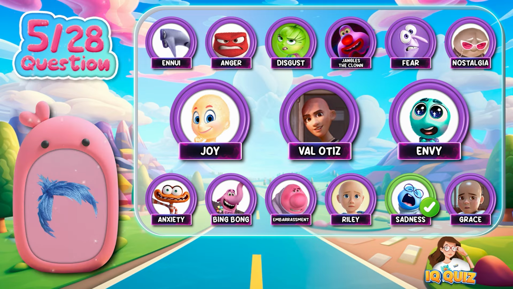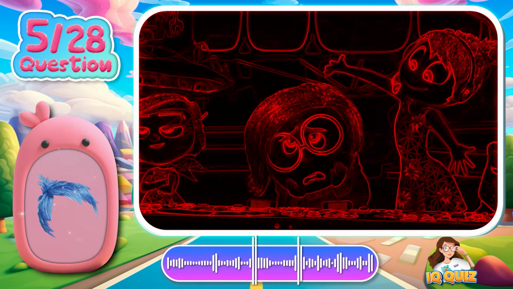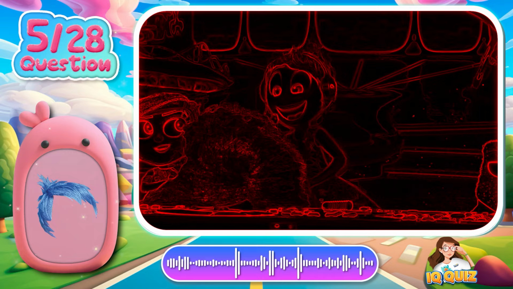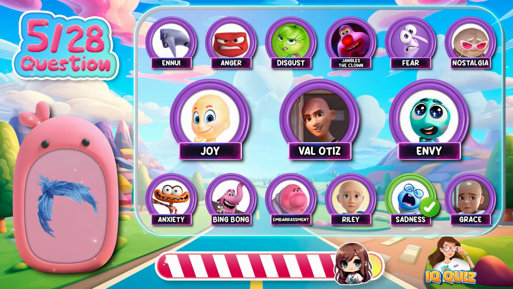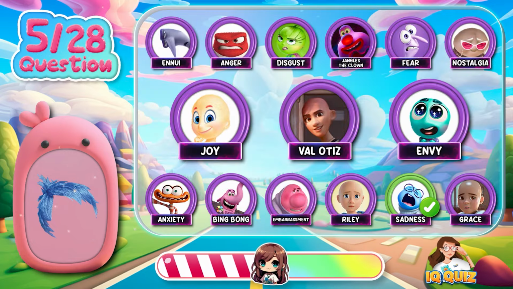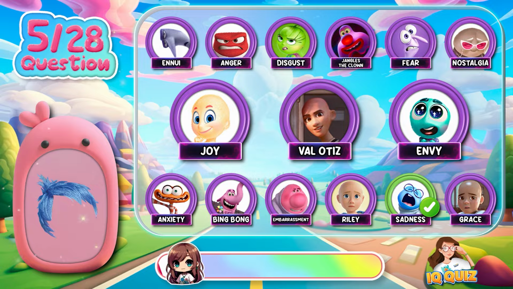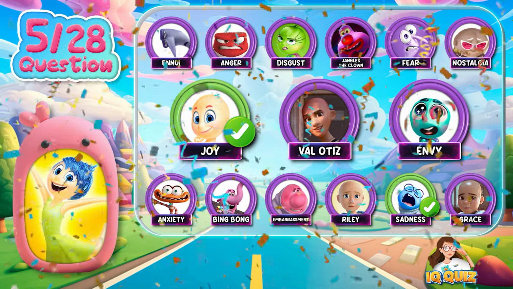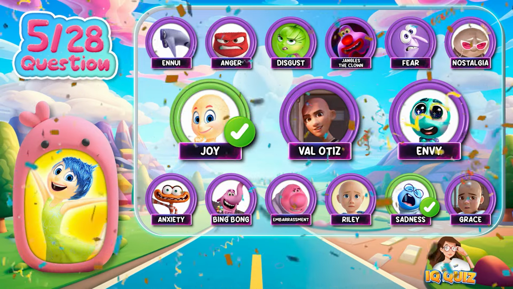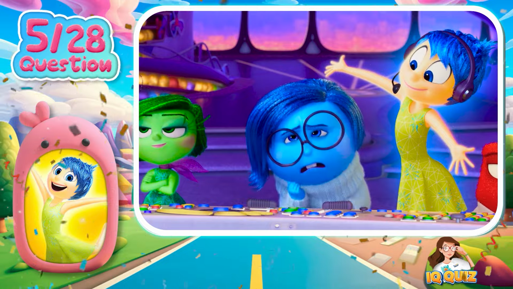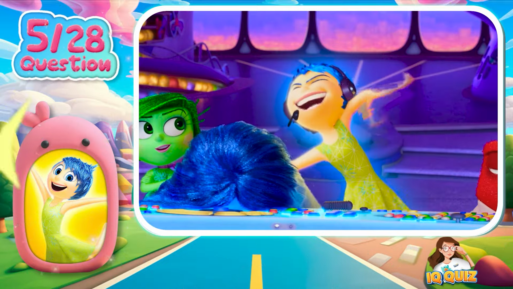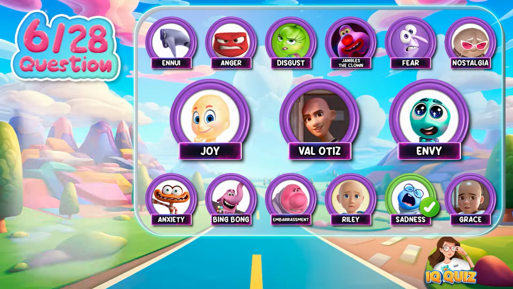Round 5. Do you recognize this character? The happy emotion. Joy. Great job.